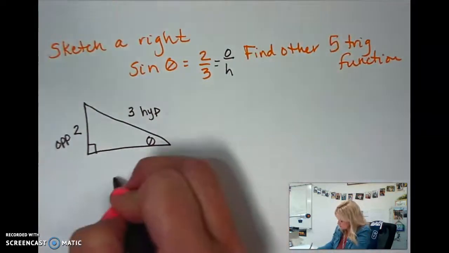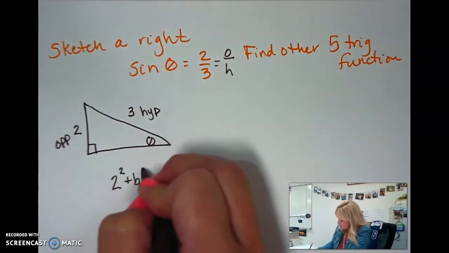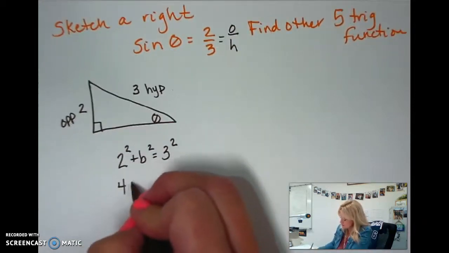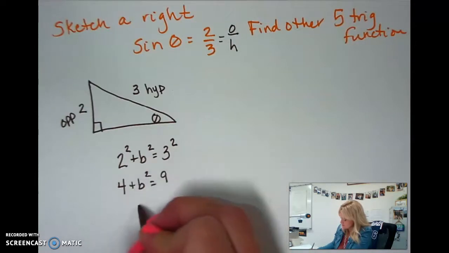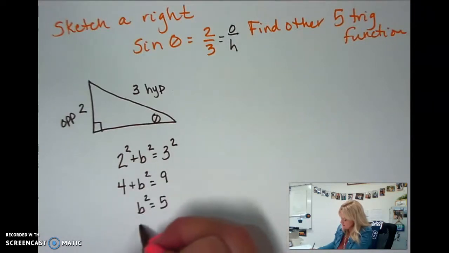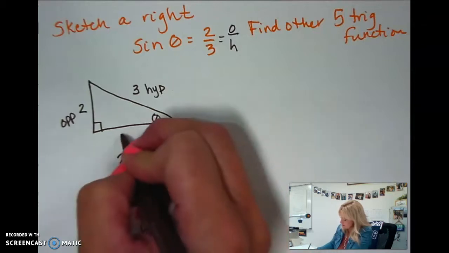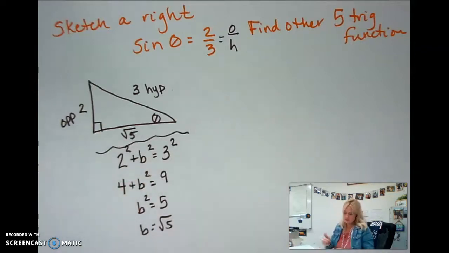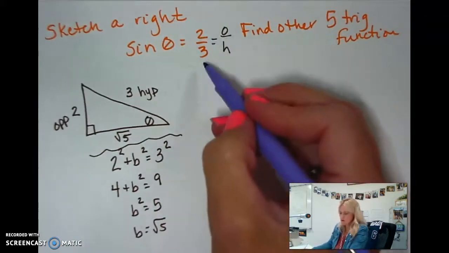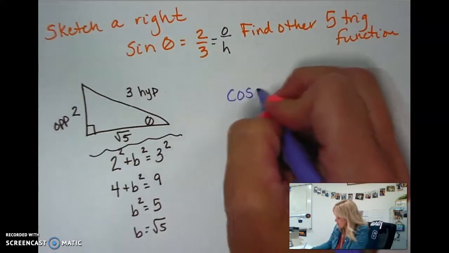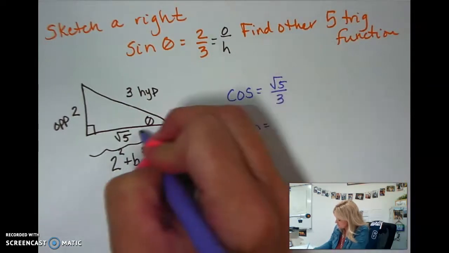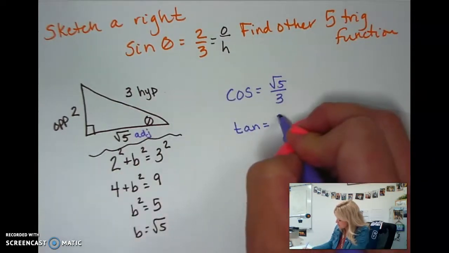This time, when I do a squared plus b squared equals c squared, I do not know b. So 2 squared is 4, 3 squared is 9, subtract 4 from both sides, and take the square root, and b is the square root of 5. So you're using the Pythagorean theorem quite a bit now too. Alright, so if sine is 2 over 3, cosine is adjacent over hypotenuse, and tangent is, and again this is my adjacent, opposite over adjacent.